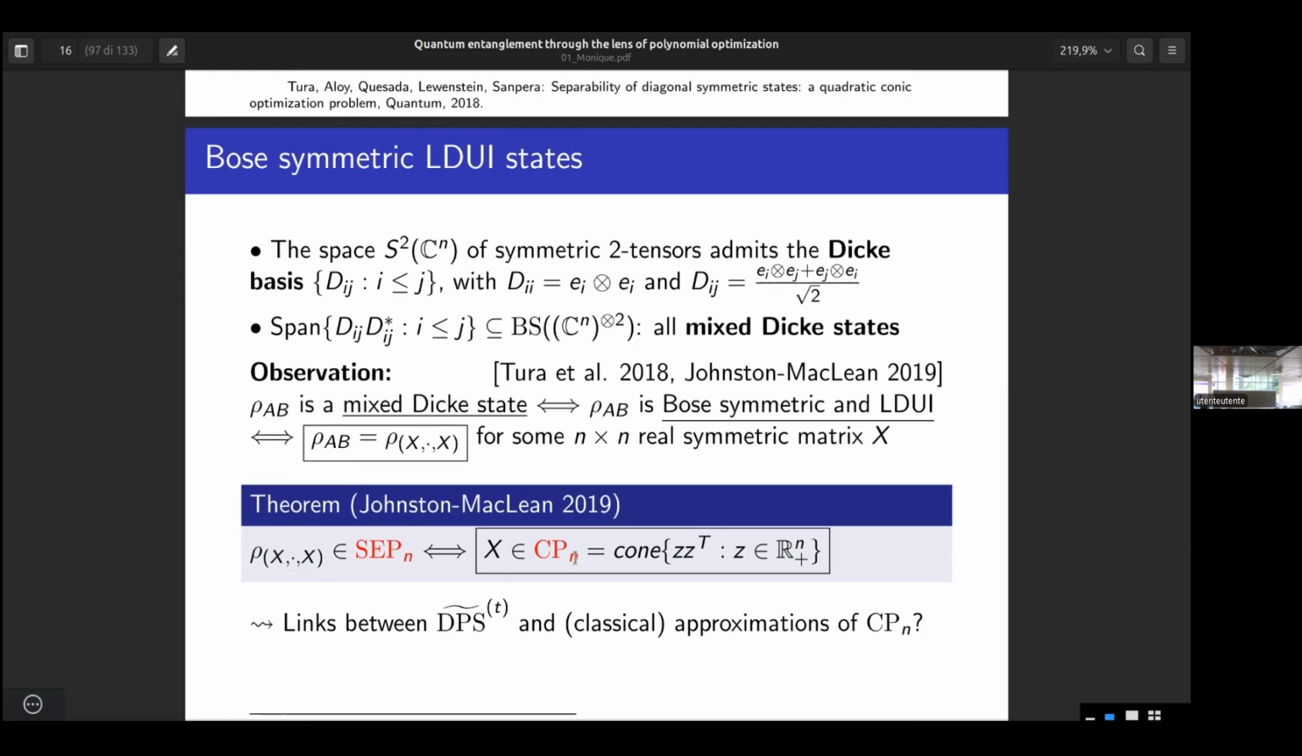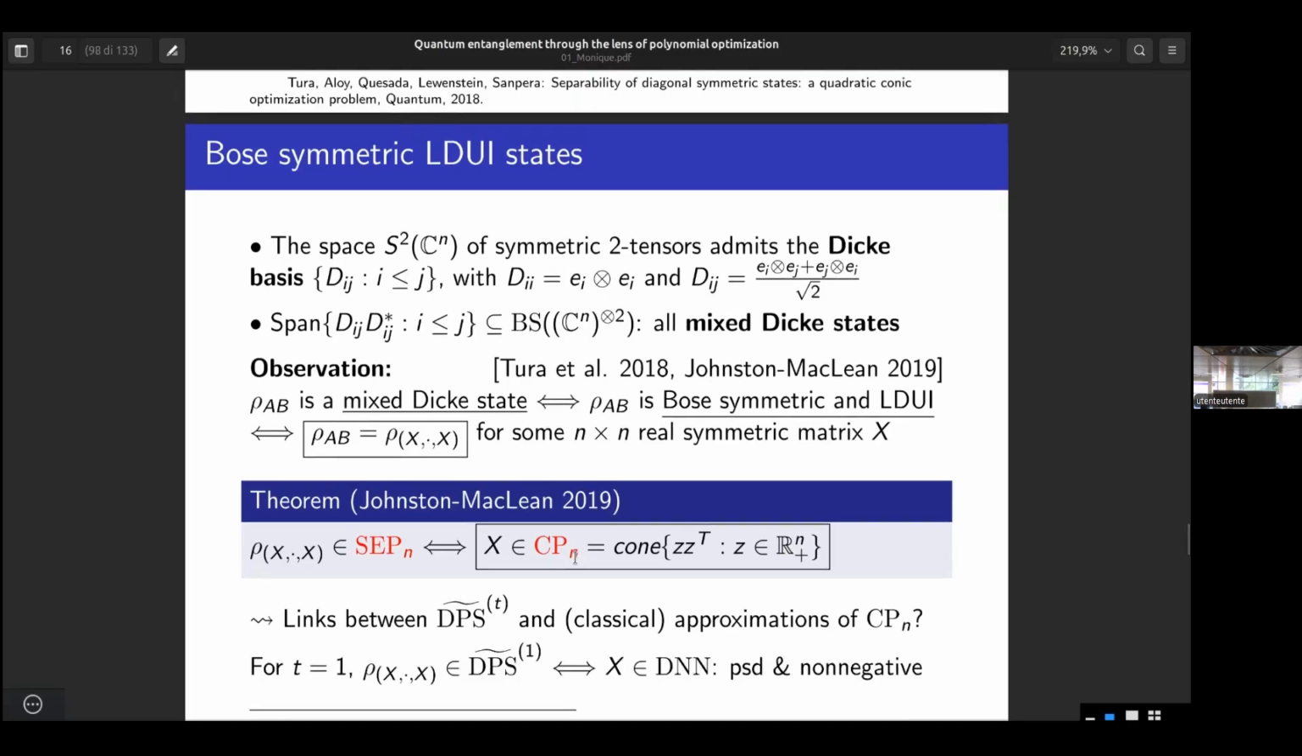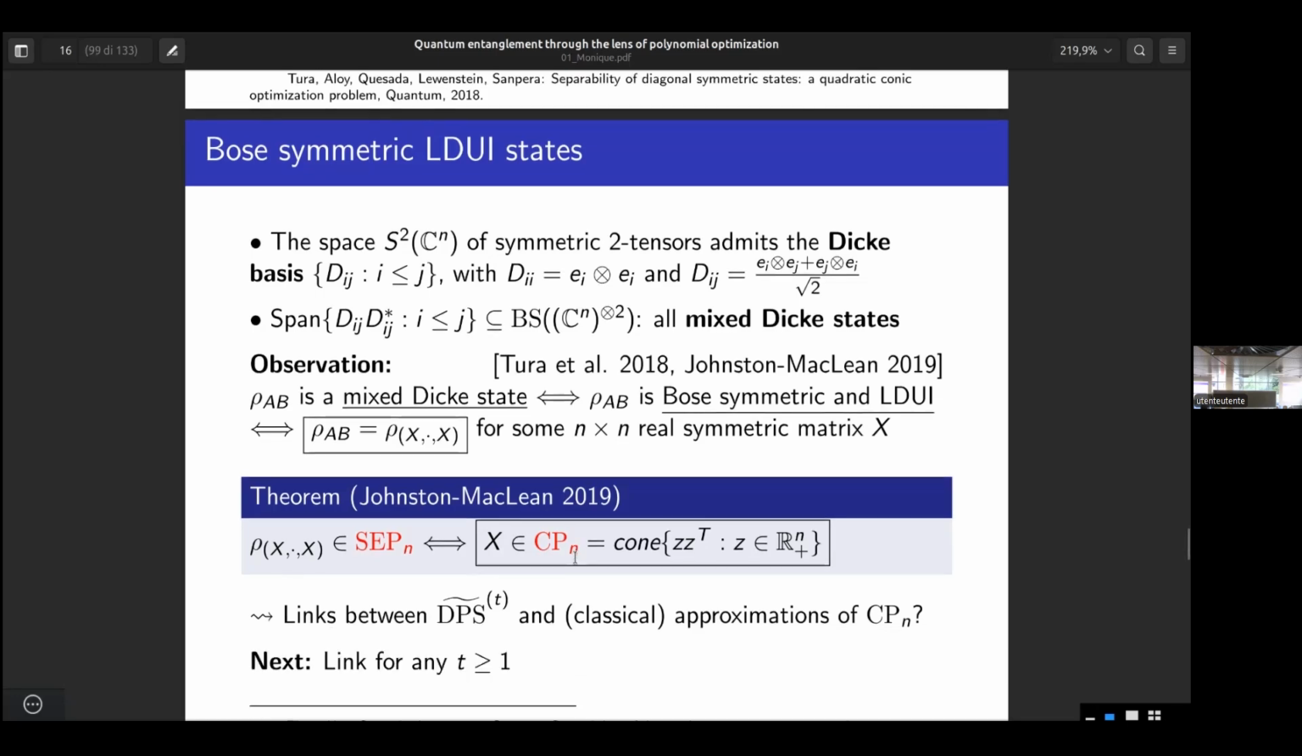So we have a link between this state and n by n matrices, and now it's natural to ask whether there is a link between the hierarchy for this and a classical hierarchy for the CP cone. At level 1, it's easy to check that the first level will correspond to precisely X being doubly non-negative, positive semidefinite and entrywise non-negative. So that would be the first level of the hierarchy. And now we want to see what's the link for any t.